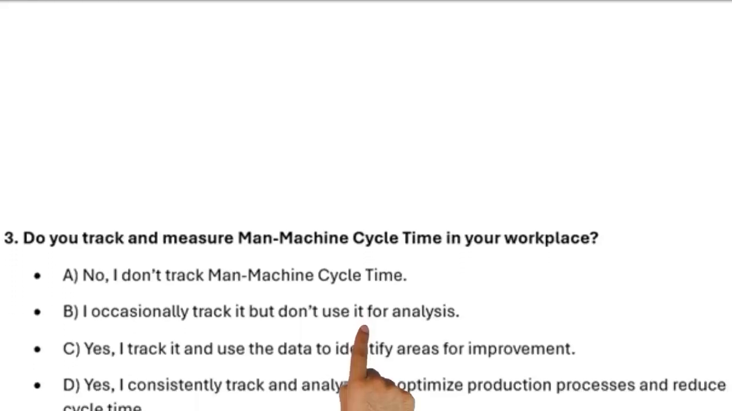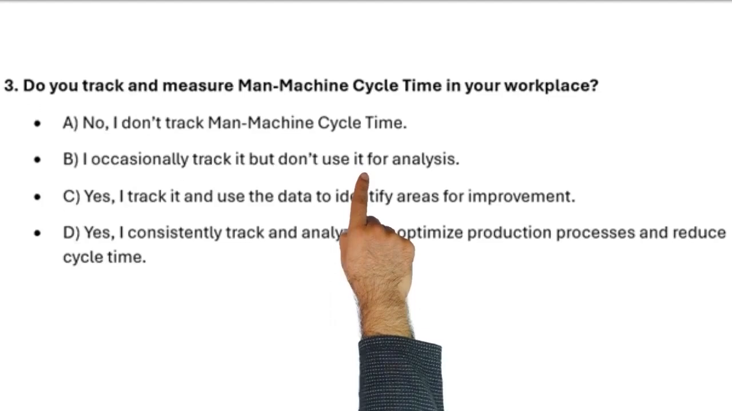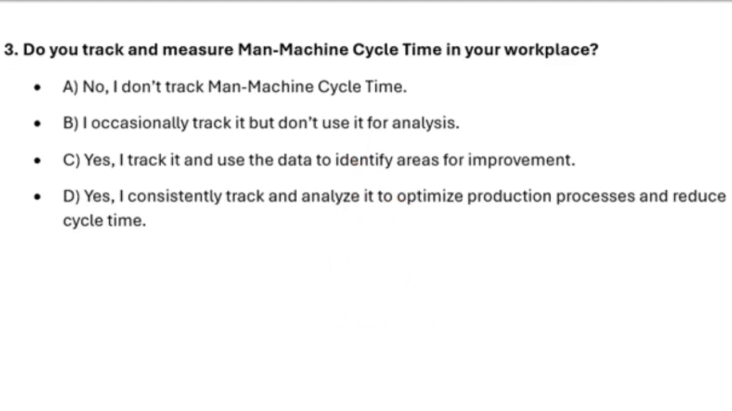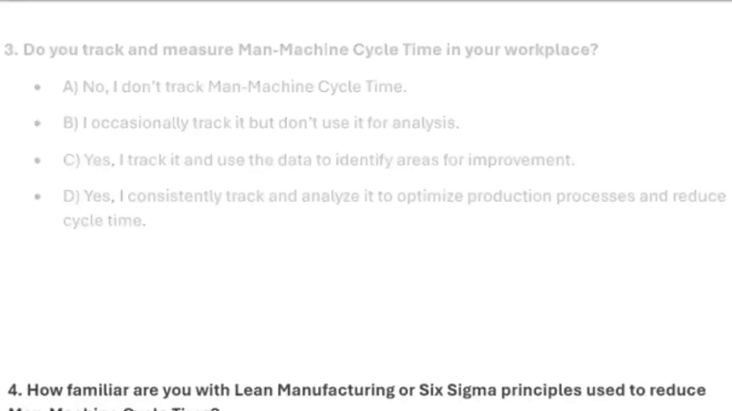3. Do you track and measure man-machine cycle time in your workplace? A. No. I don't track man-machine cycle time. B. I occasionally track it but don't use it for analysis. C. Yes. I track it and use the data to identify areas for improvement. D. Yes. I consistently track and analyze it to optimize production processes and reduce cycle time.